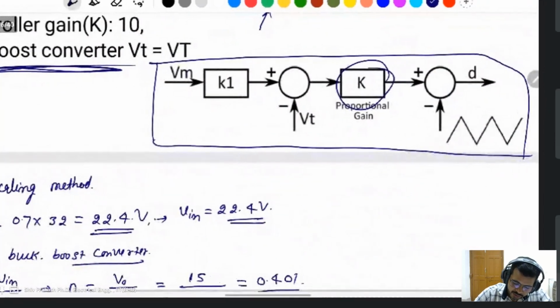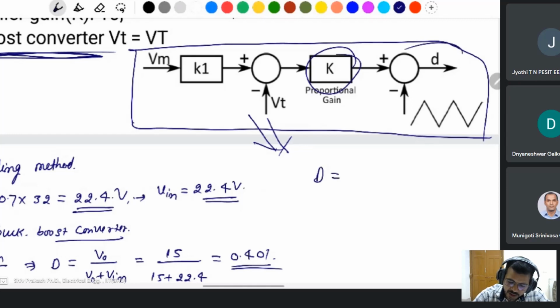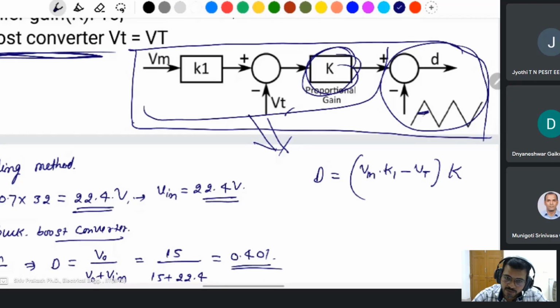From the controller, you can say the duty cycle is given by Vm into K1 minus Vt, after multiplication by the proportional gain K. When this becomes 0, D will be maximum, and when this is the maximum, then D is equal to 0. So that's why D is equal to this.